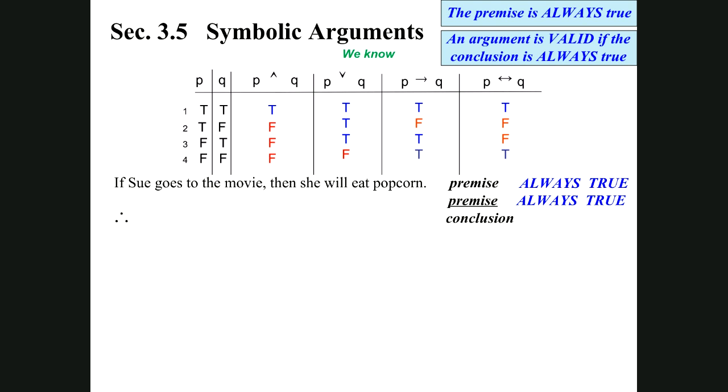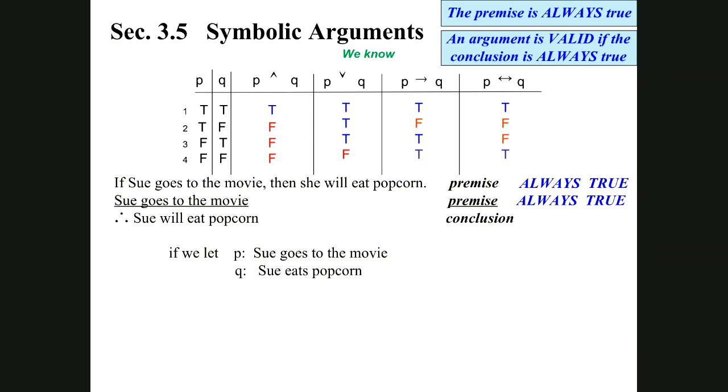So if I give you a premise, if Sue goes to the movie, then she will eat popcorn. This is what happens. Sue goes to the movie, she's going to eat popcorn. Another premise, Sue goes to the movie. Therefore, when you see these three dots in the shape of a triangle, it means therefore. So that's our conclusion. Therefore, Sue is going to eat popcorn. And this would be an example of a valid argument.